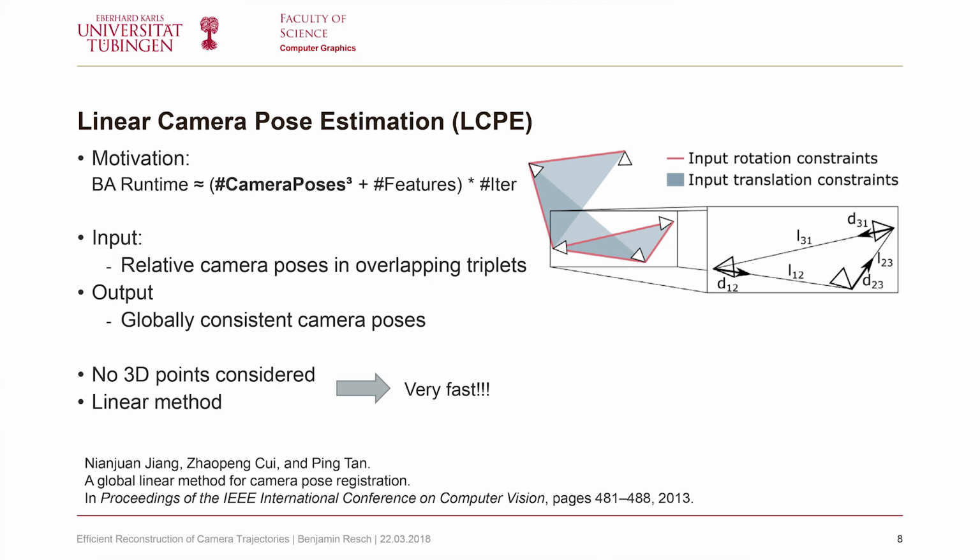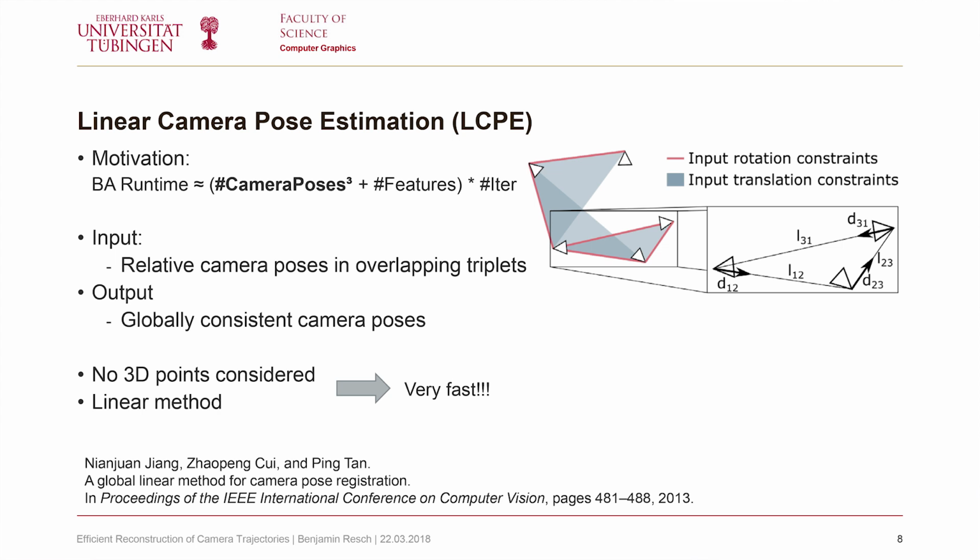And then it would be nice to have a magical algorithm which joins all those partial reconstructions to one global reconstruction, and luckily there is such an algorithm which is cited at the bottom here below. So it really works like that. You hand in the relative camera poses for overlapping triplets of camera poses. So in principle, in those triplets, the cameras have to be shared. And the output would be globally consistent camera poses all together over your whole scene.